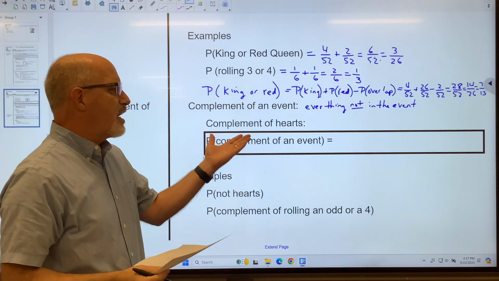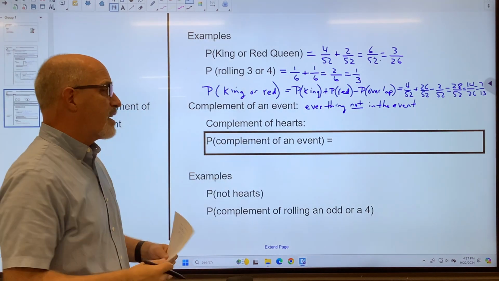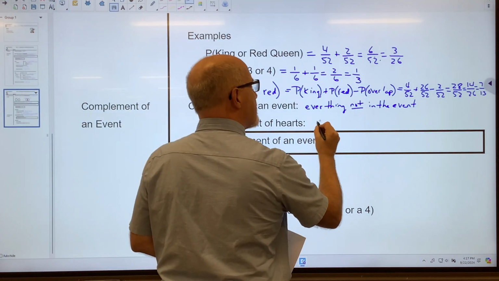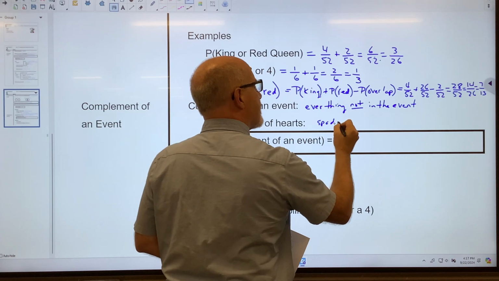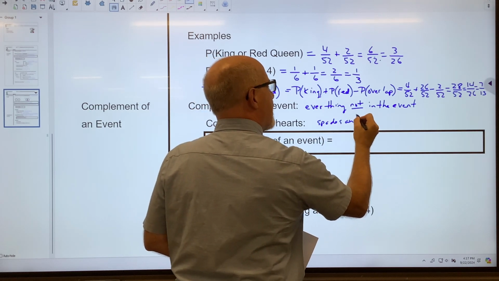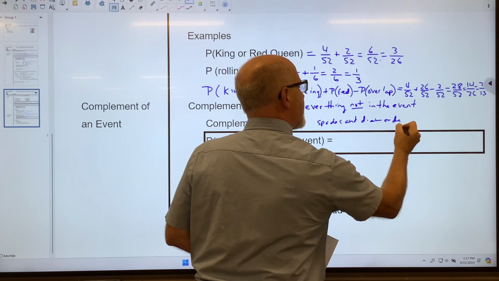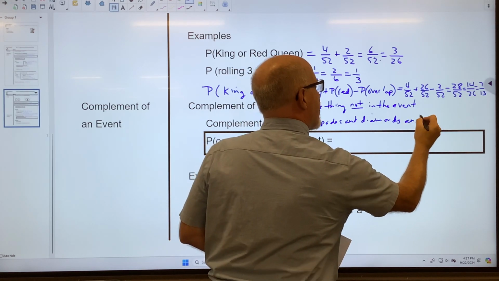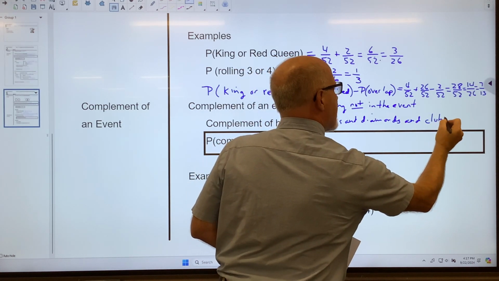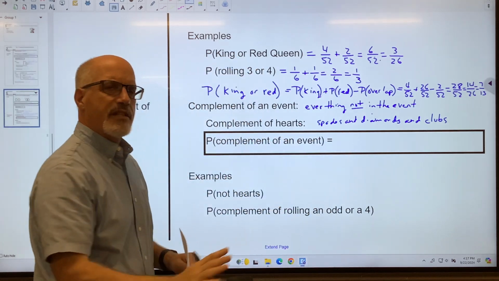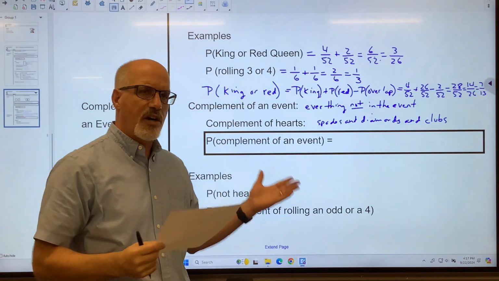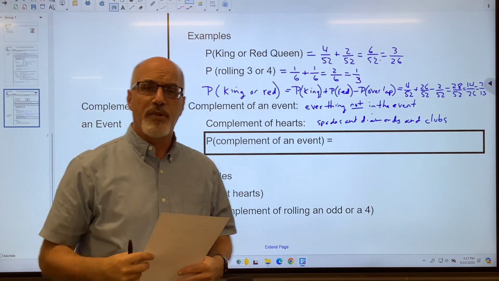So what would be the complement of hearts? Well, the complement of hearts would be the spades and diamonds and clubs. Everything else in the deck of cards besides the hearts would be counted in the complement.